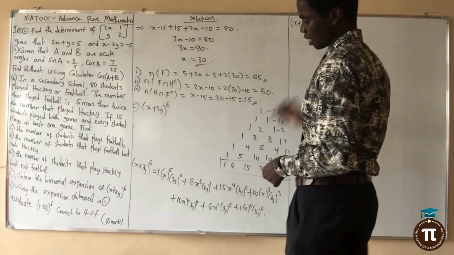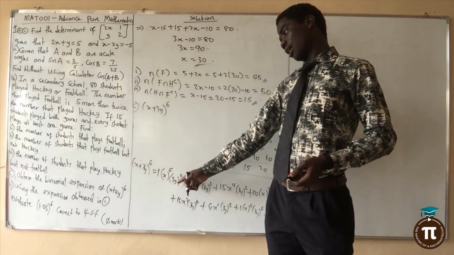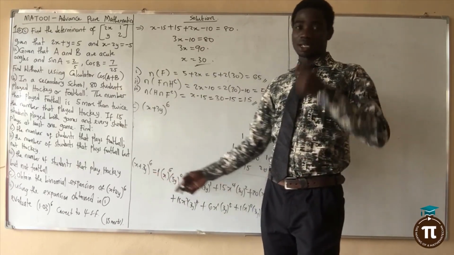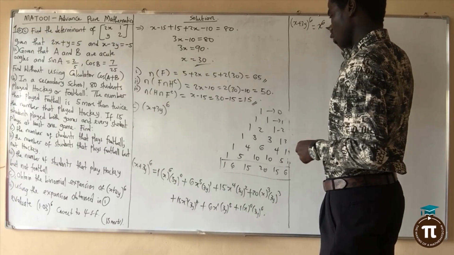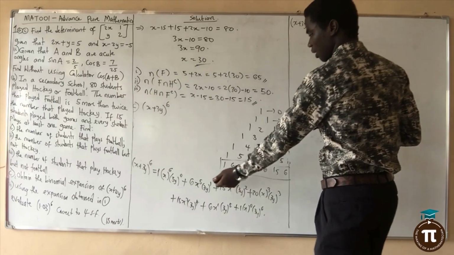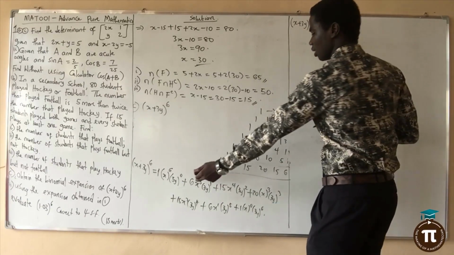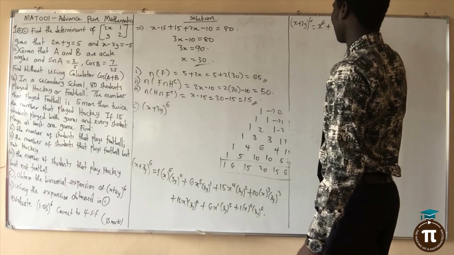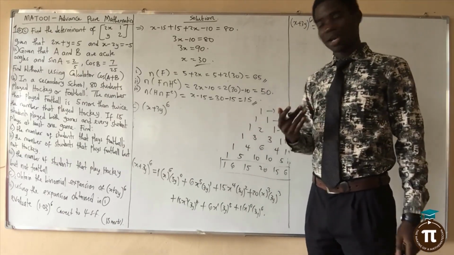Anything raised to the power of 0 is 1. So I have 1. 3y raised to the power of 0 is 1. So 1 times 1 is 1. Then I am left with x raised to the power 6. So I have x raised to the power 6 plus, anything raised to the power 1 is itself, so 3y raised to the power 1 is 3y. 6 times 3 will give me 18 x raised to the power 5 y. If I don't write raised to the power 1, when you see y, that will mean the power is 1.